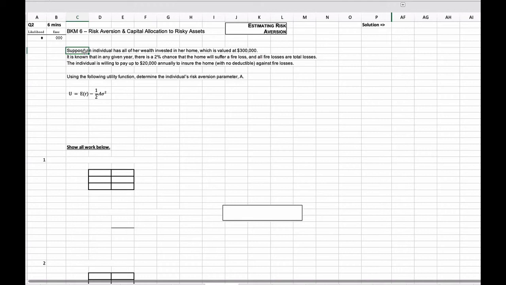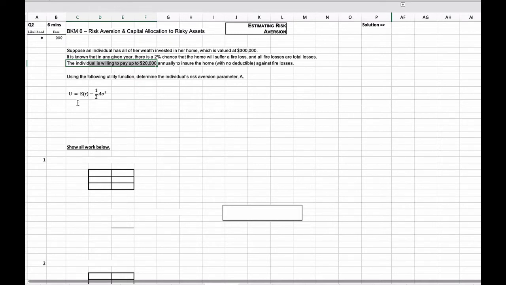This is a great question in terms of Bloom's taxonomy. No past exam question like this. We are given an individual's total wealth is in her home, valued at $300,000. In a given year, there's a 2% chance of total loss due to a fire. The individual is willing to pay $20,000 for insurance premium a year to insure her home.